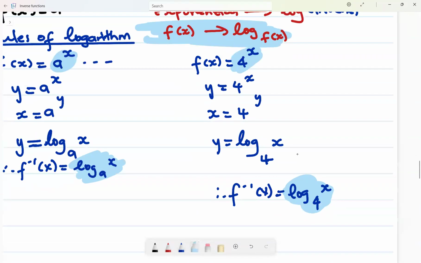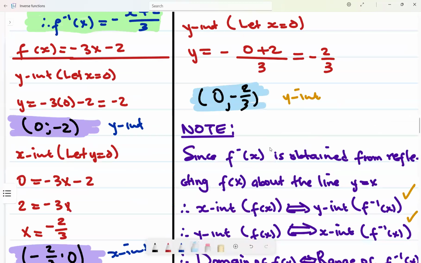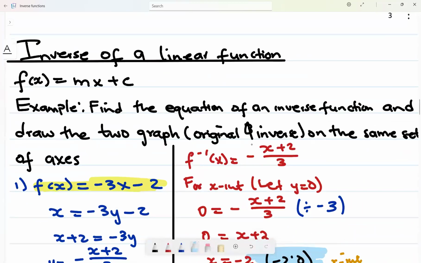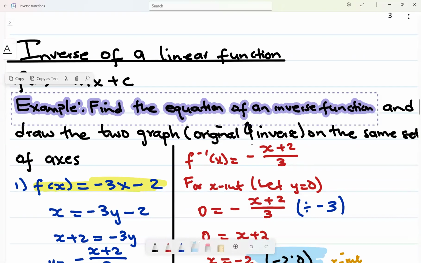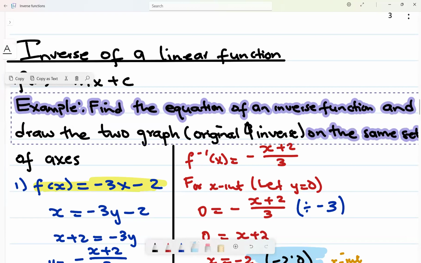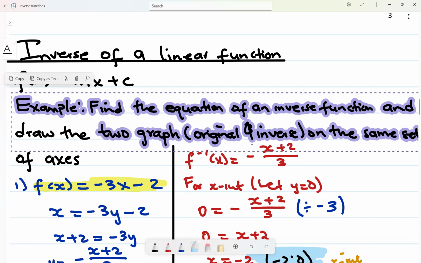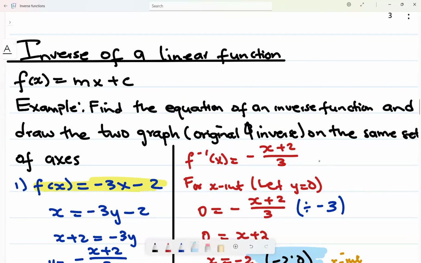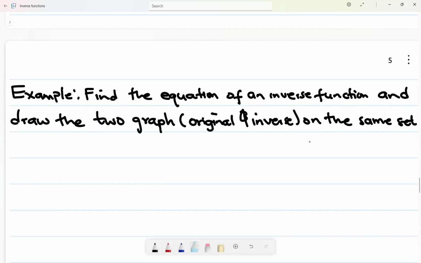Now let us draw the graph and also use what we did here. Let us take this example again. I am very lazy to rewrite, so I copy that, then paste it here as part of my example again. Cool.